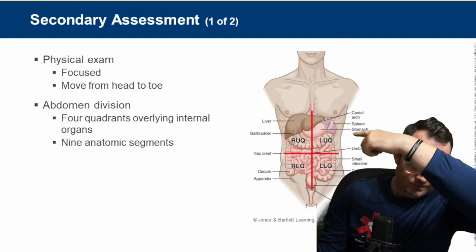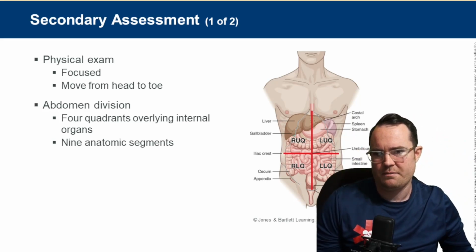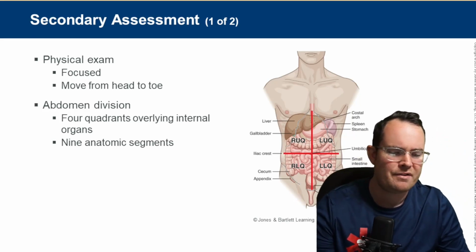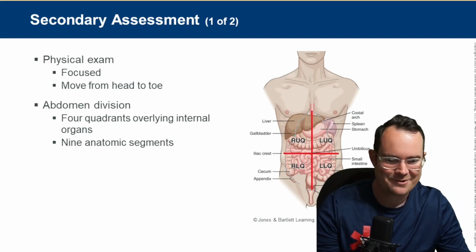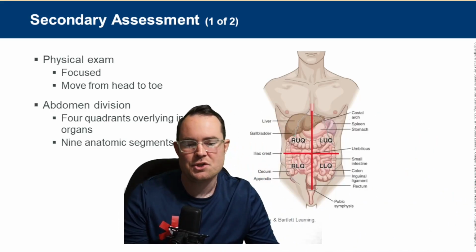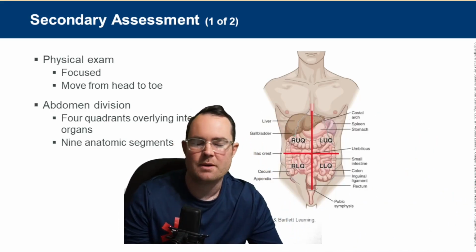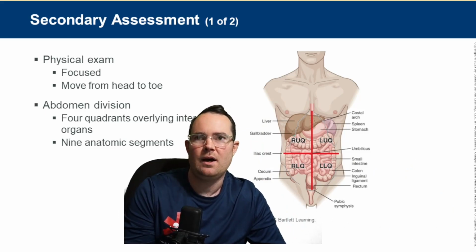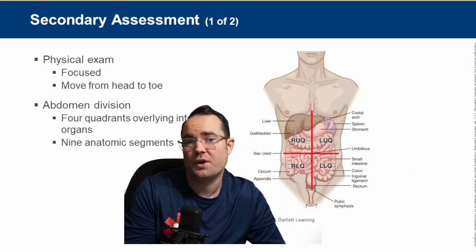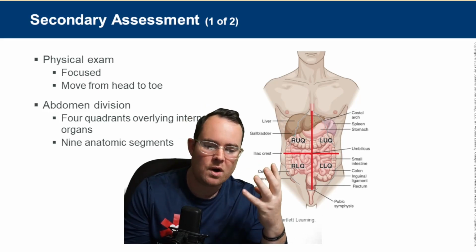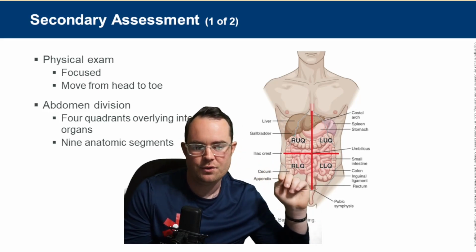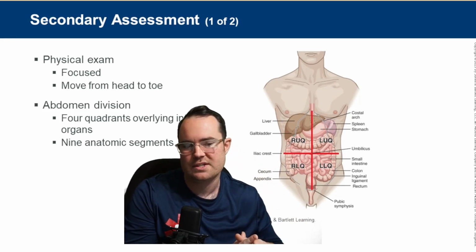Know this stuff. It's easy for me to just sit here and say, "Yeah, man, just know where everything's located." But I'm serious when I say that. There's two different charts when it comes to abdominal organ locations. We have the four quadrant: RUQ, LUQ, RLQ, and LLQ. Remember, this stands for right upper quadrant, left upper quadrant, all this stuff.